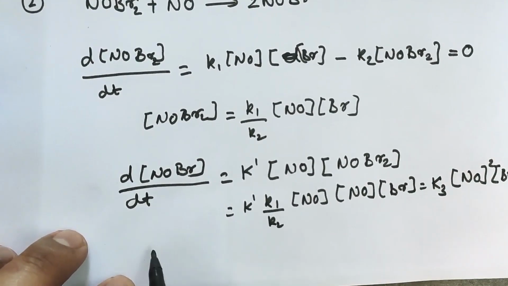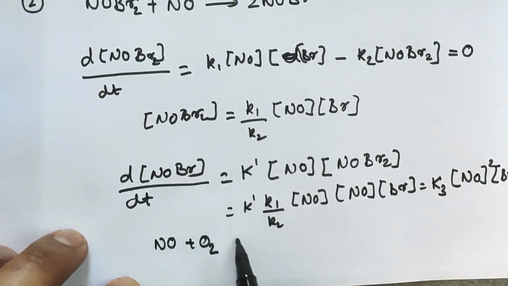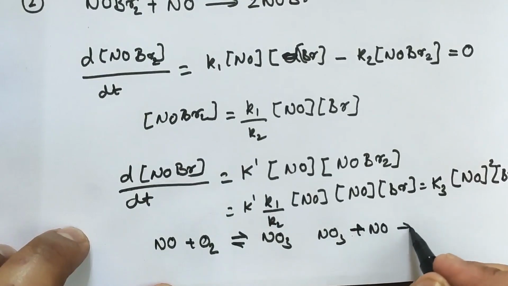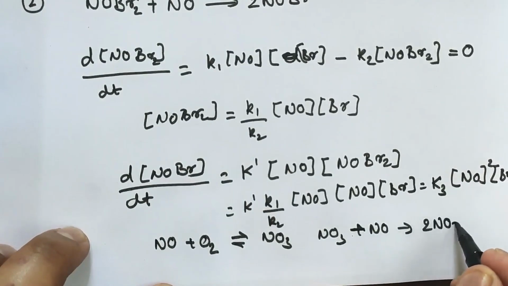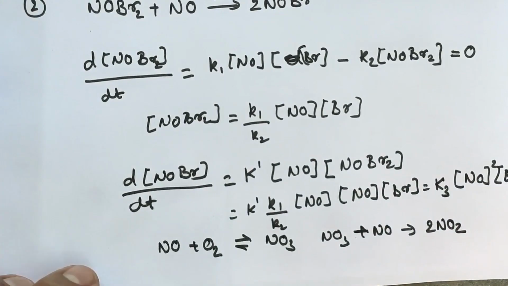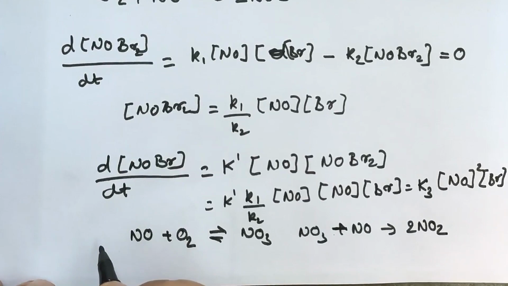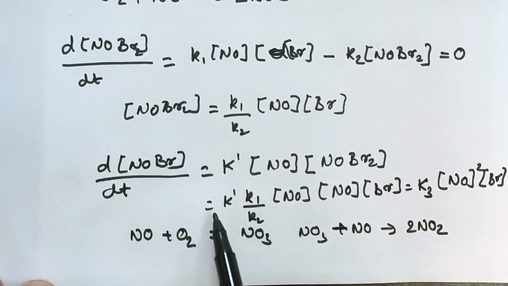That is, suppose the formation of nitrogen dioxide, that is we have NO plus O2. So this will be the first reaction wherein NO3 is formed, and this NO3 again reacts with NO to give 2 NO2, that is, nitrogen dioxide is formed. Okay, so in this way, with the help of Trautz's theory, we can explain the formation of the products as well as determine the rate also.